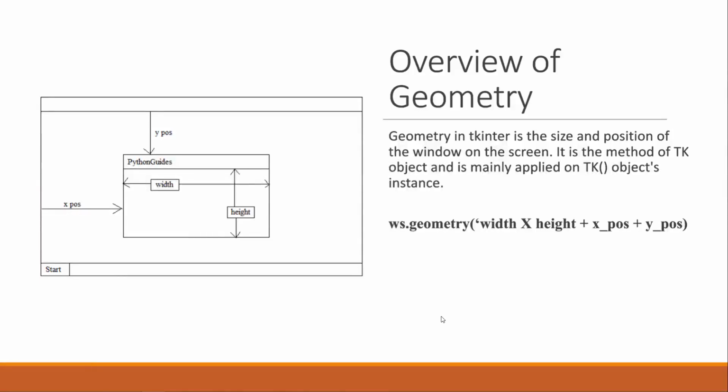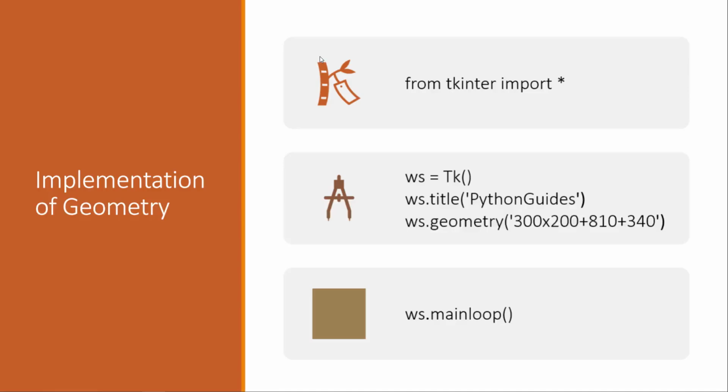Overview of geometry. Geometry in Tkinter is the size and position of the window on the screen. It is the method of TK object and is mainly applied on the TK object's instance. So in the below syntax, you can see that WS is the instance of TK object, geometry is the keyword, width is the horizontal space occupied by the window or the application, height is the vertical space occupied by the application, X is the amount of blank space left empty horizontally, whereas Y is the amount of blank space left vertically.